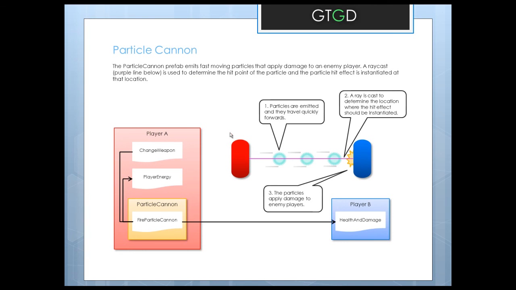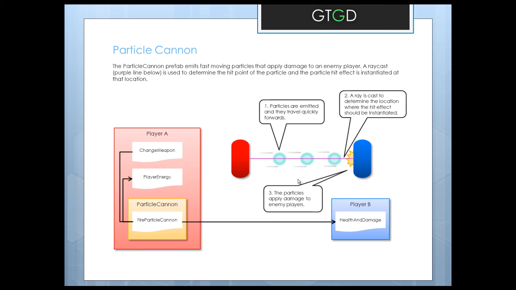So basically how our system works is that the player has selected the ParticleCannon based on their change weapon script, so then the FireParticleCannon will be active, and when they left click, the particles will fire at a very high rate, and also a ray will be cast to determine where the particle hit effect should get instantiated. With particles, we can't capture the position of the particle when it hits something. We need to use a ray cast to figure out where it is going to hit something. So we just store that position and instantiate a particle hit effect later.